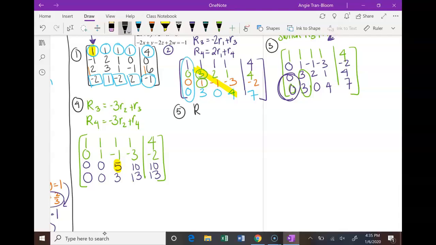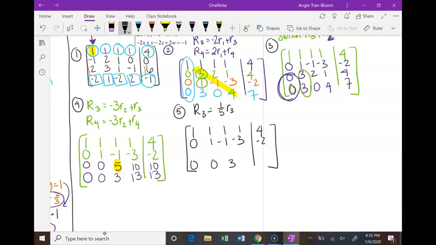So I'm changing row number 3. To get that into a 1, I will multiply all of row 3 by 1/5. So that means row 1 is not changing. Row 2 is not changing. Row 4 is not changing. Then all of these values are now 1/5 of the original.